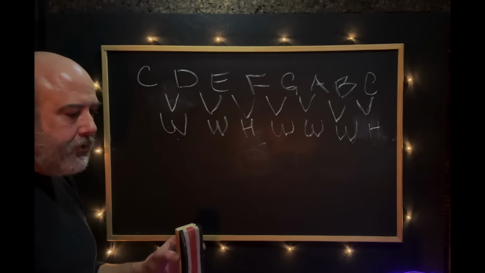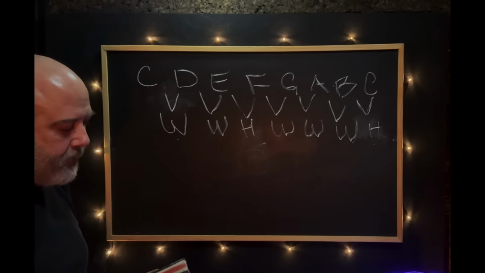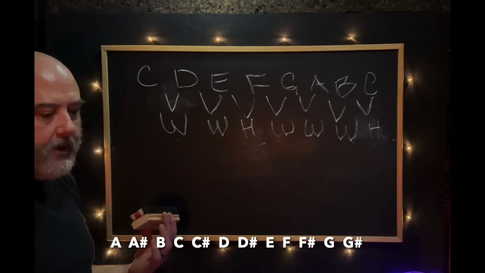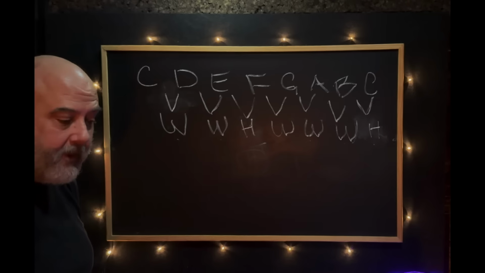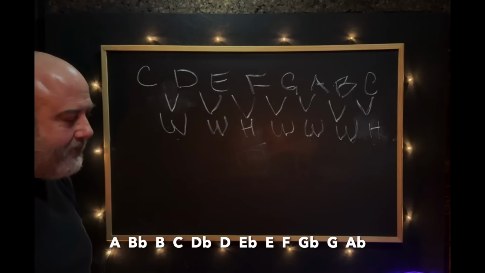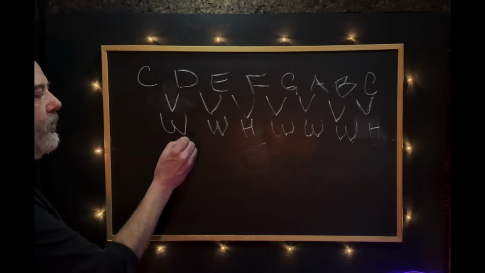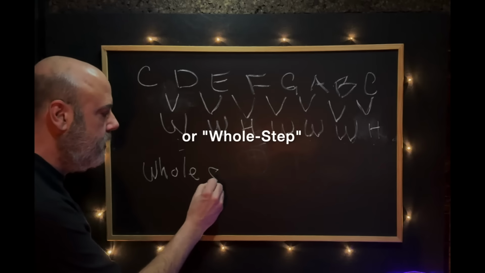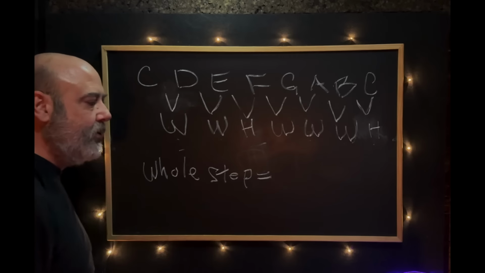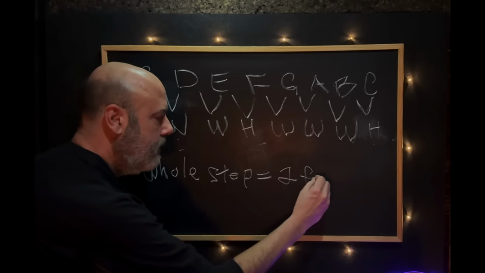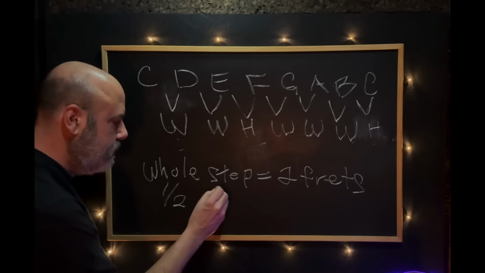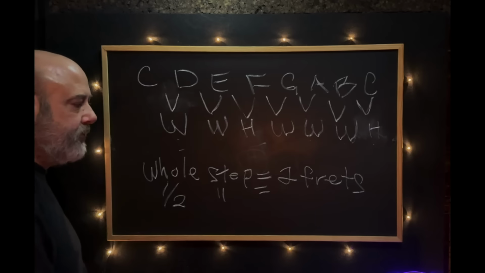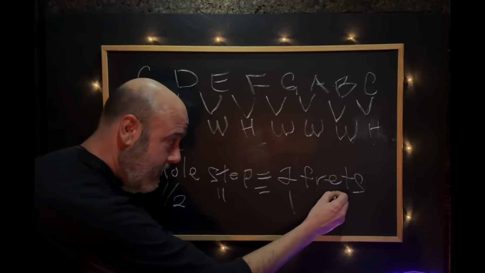I'm going to quickly show you the chromatic scale so we know that B doesn't have a sharp and E doesn't have a sharp. And that means that F does not have a flat and C does not have a flat. So a whole tone equals 2 frets. And a half step equals 1 fret.